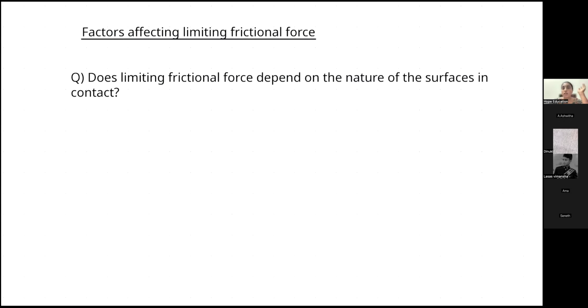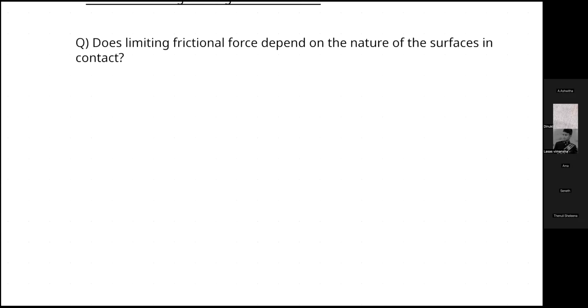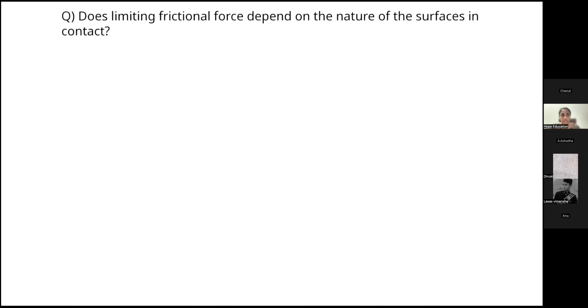Okay. So here what we are going to see is, for friction to occur, there have to be two surfaces in contact with each other and they are moving, right? So we have to see the nature of the surfaces in contact, smooth or rough, and we have to see whether limiting frictional force, which is the point where the motion is about to start, depends on the nature of the surfaces in contact. There are several ways we can do this.